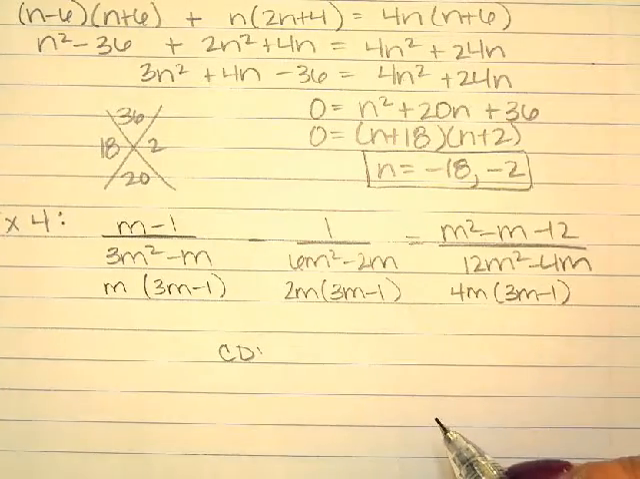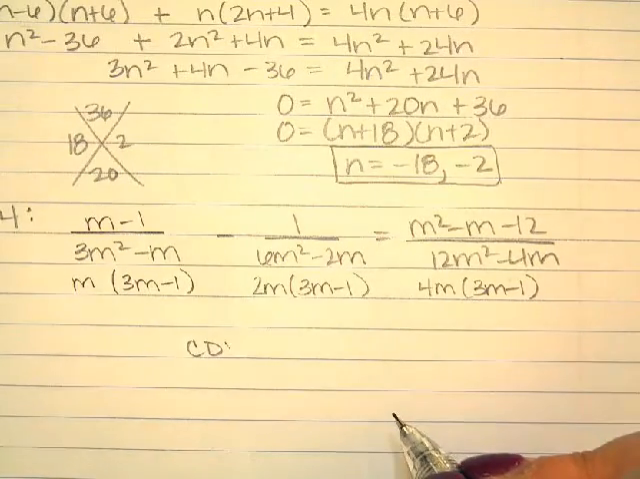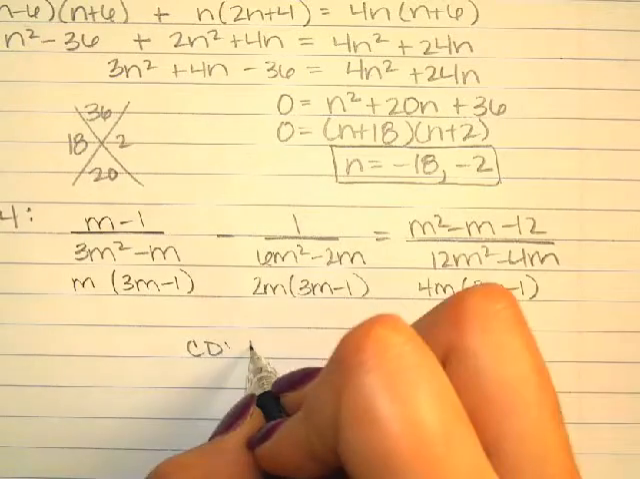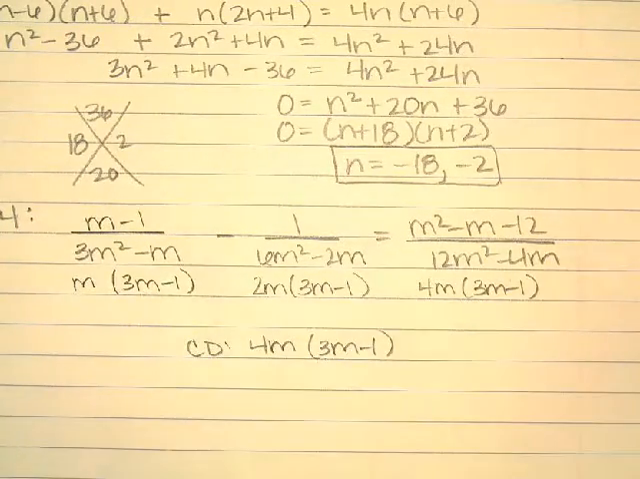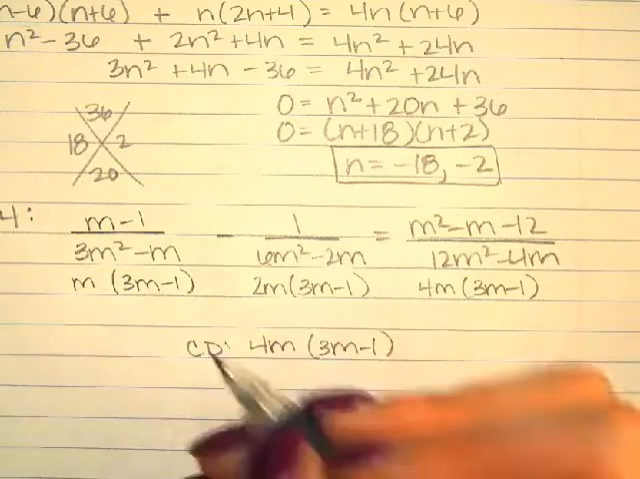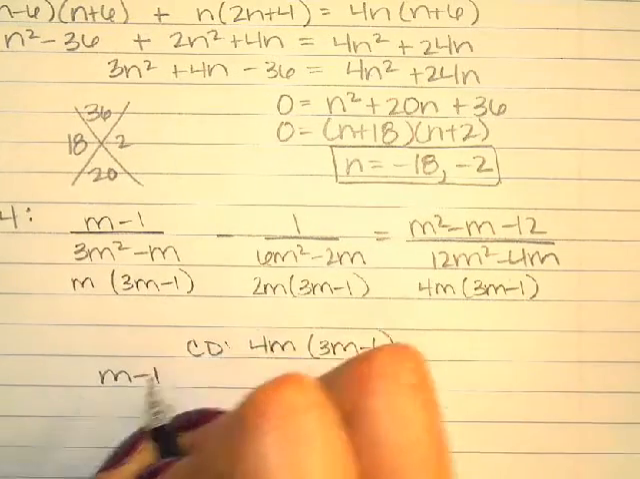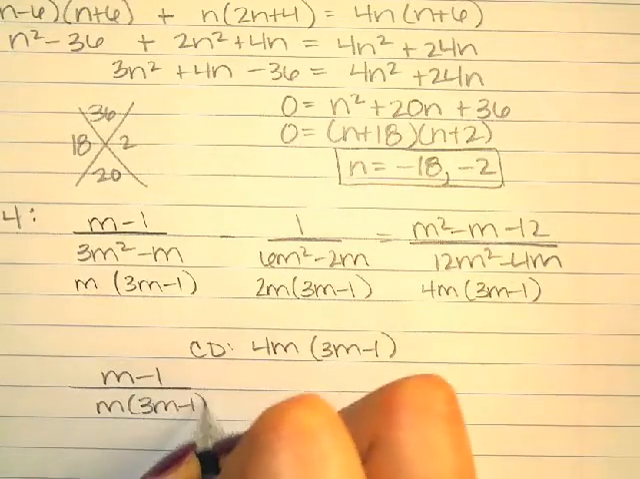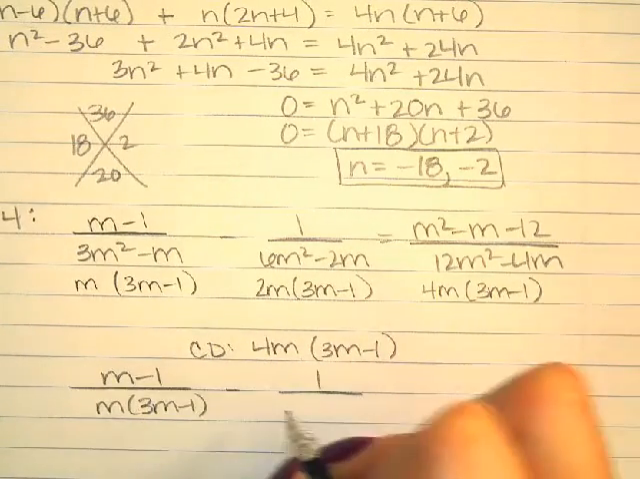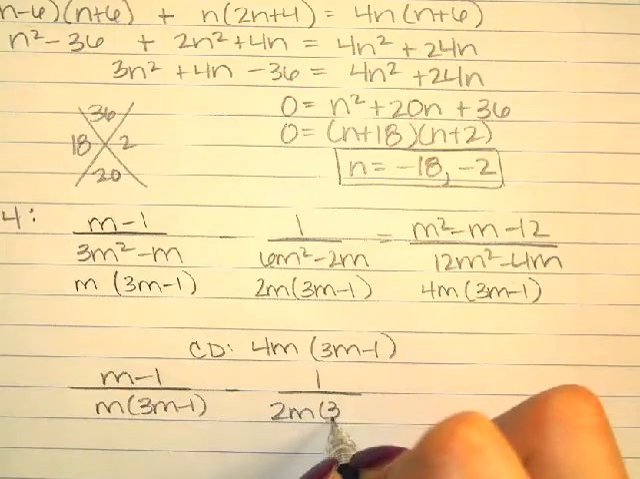So, anyone want to say what they think the common denominator should be? 4m times 3m minus 1. Okay. So, when I rewrite the problem, I'm going to write the denominators in that factored form because it's going to be a little bit easier to think about if we do that.